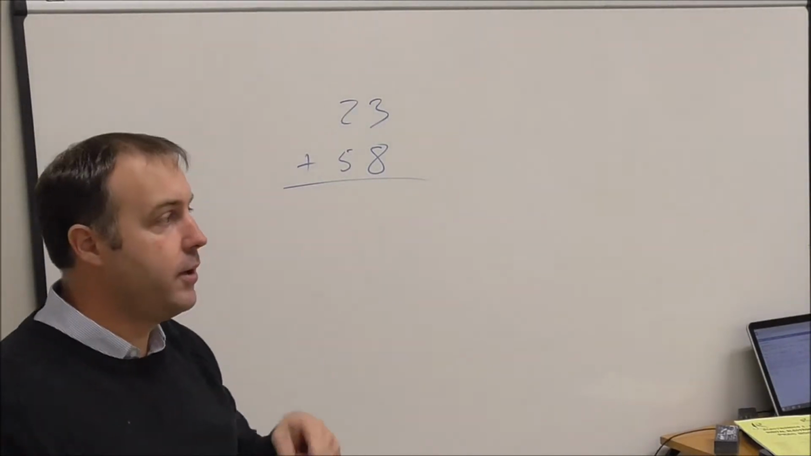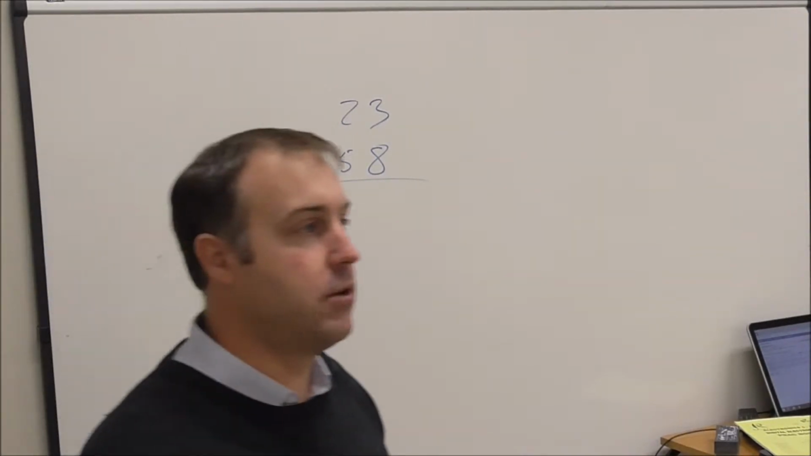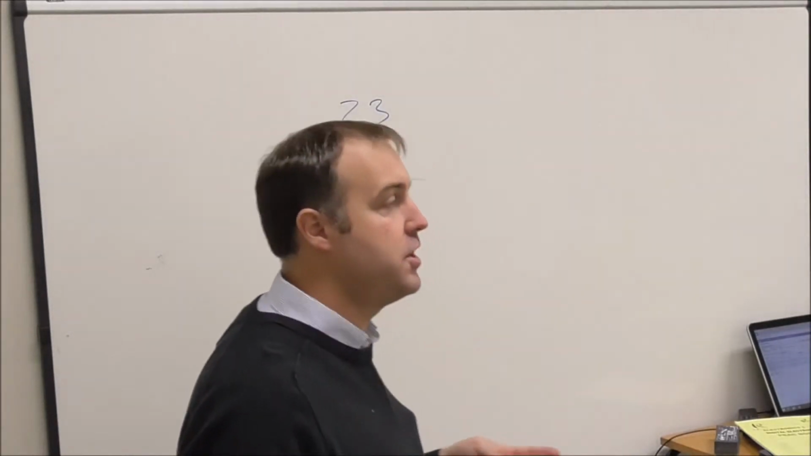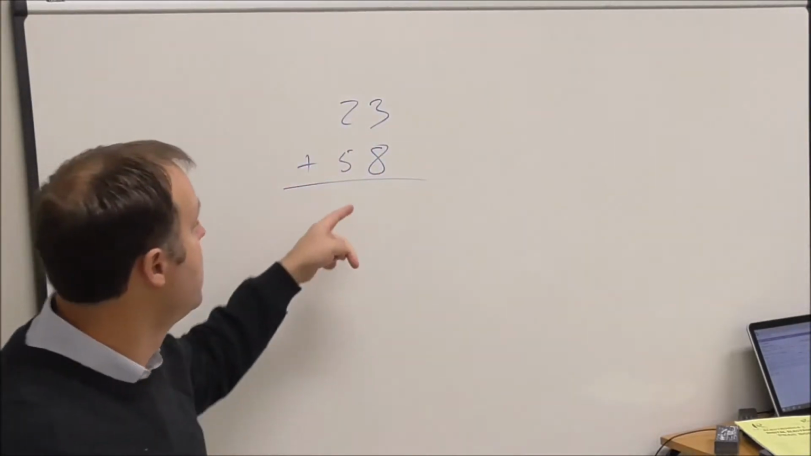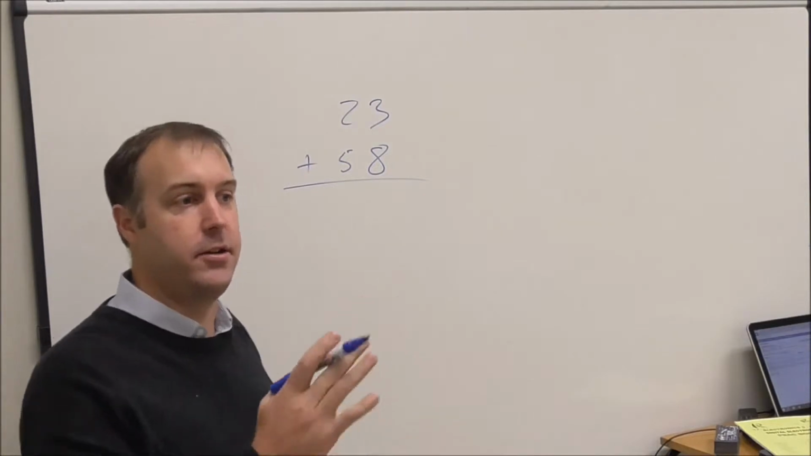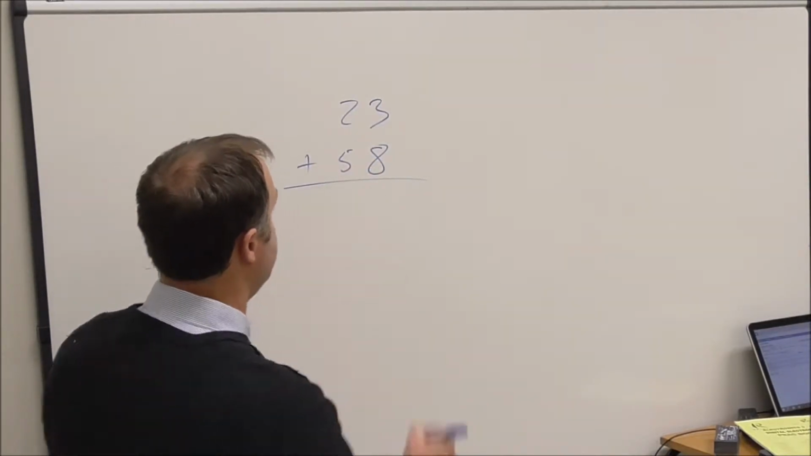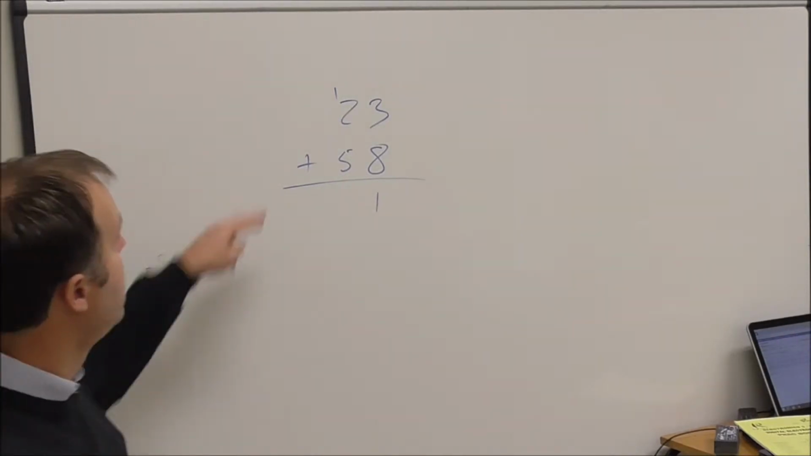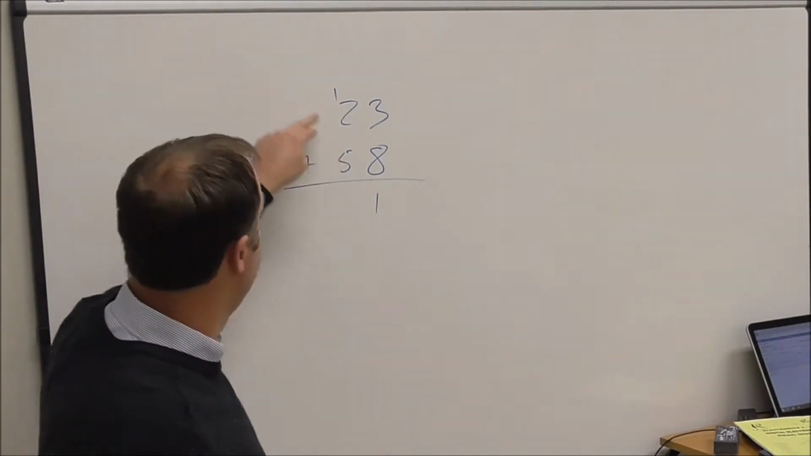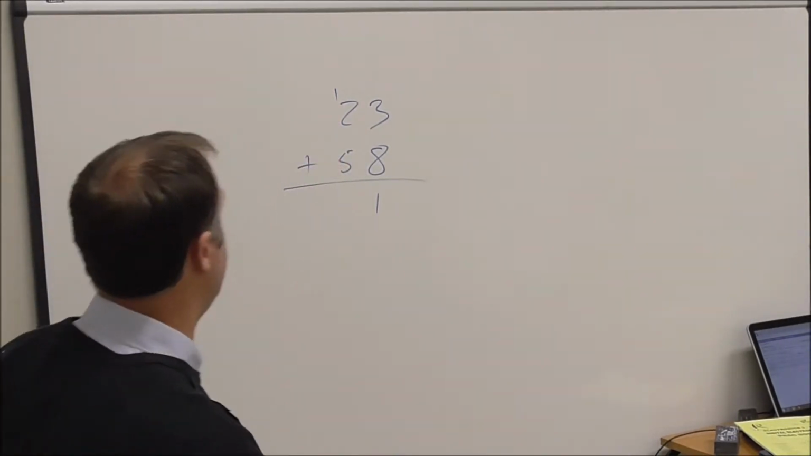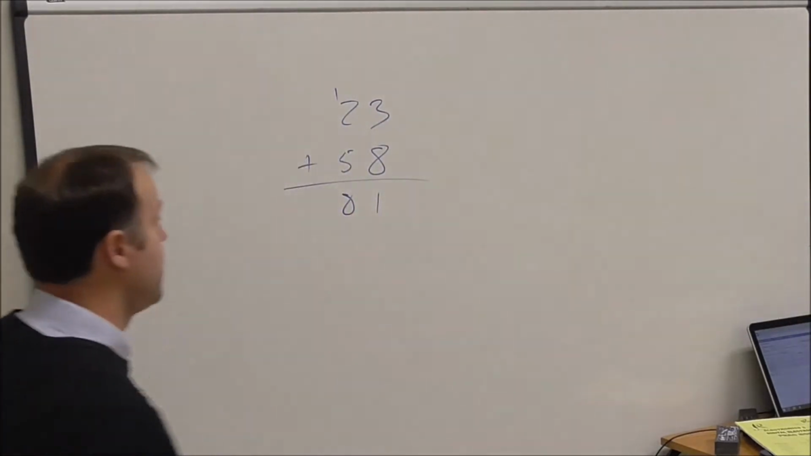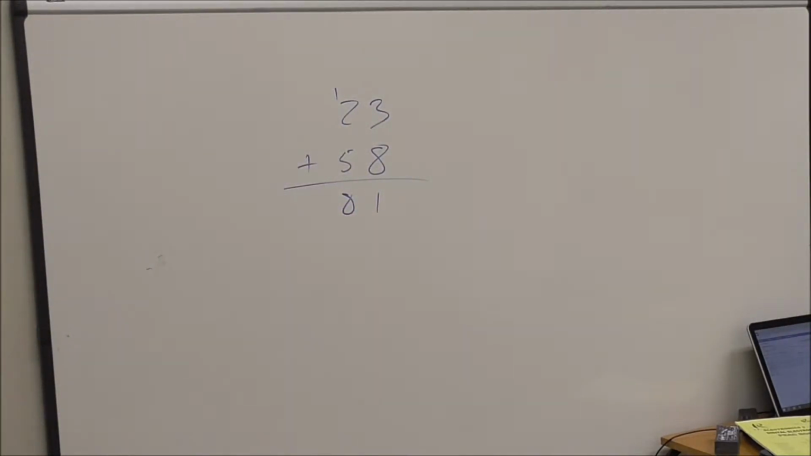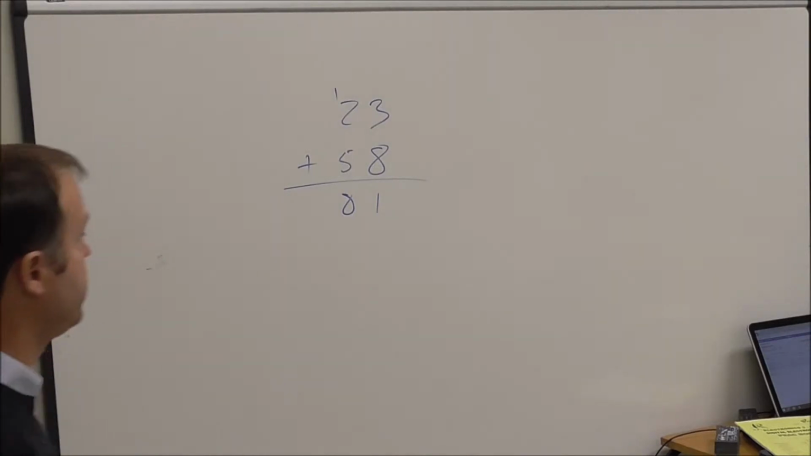And remembering if it adds up to more than a single digit, so you need 2 digits to represent 11 in decimal, then you carry the tens. So 3 plus 8 is 1 with a 10 carried. And now we add these 3 together. So we've got 1 plus a 2 plus a 5, that's 8. Okay, so 23 plus 58 is 81. Any calculator will tell you that.